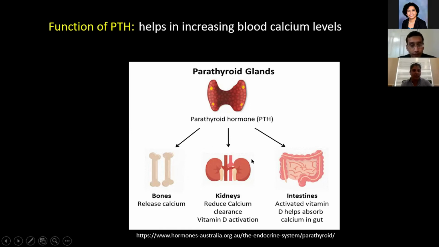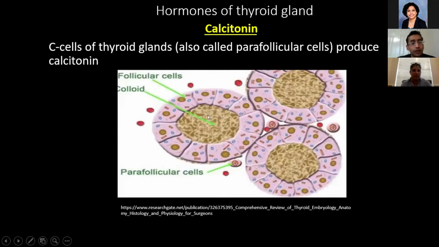So that's an interesting question, and I liked it myself when I was in med school. So you can use this as a quiz question for others. So now you see calcitonin. Let's come back to calcitonin.